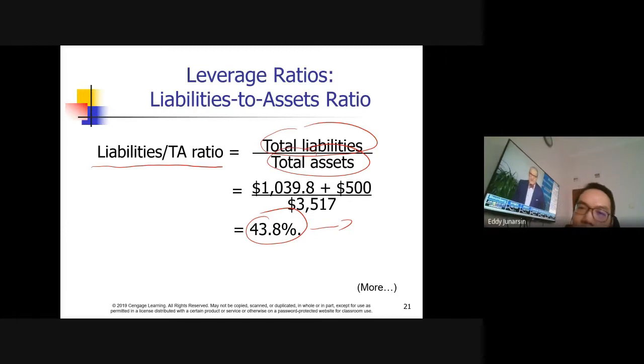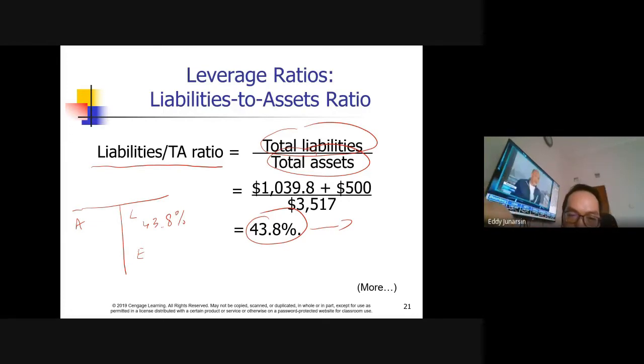Okay, so you can imagine here, this is talking about how much of your assets are financed by liabilities, right? So we call it liabilities ratio, or in smaller form, you can interchangeably use debt ratio. So this is 43.8%. So you could imagine what is the equity ratio here.